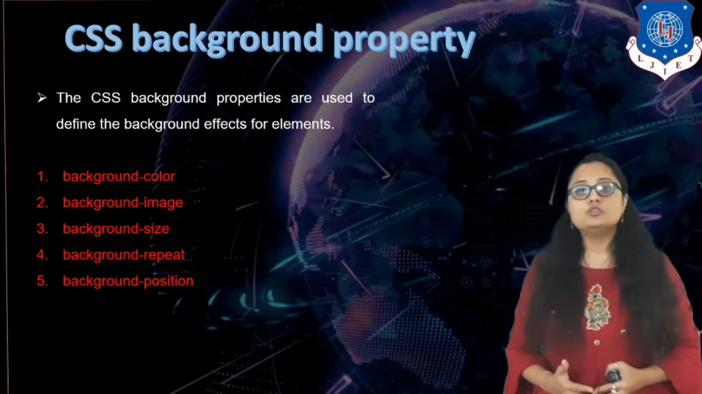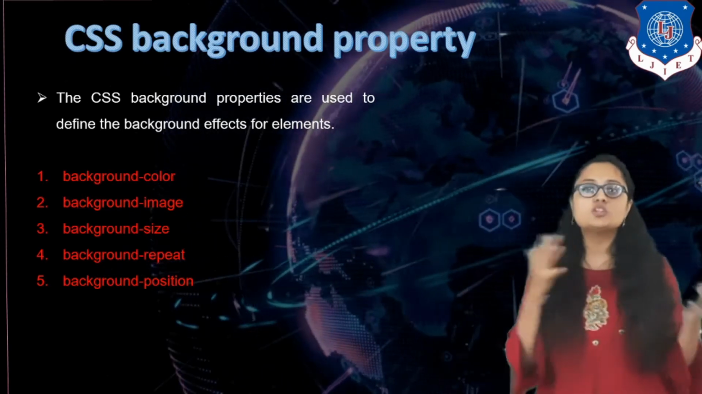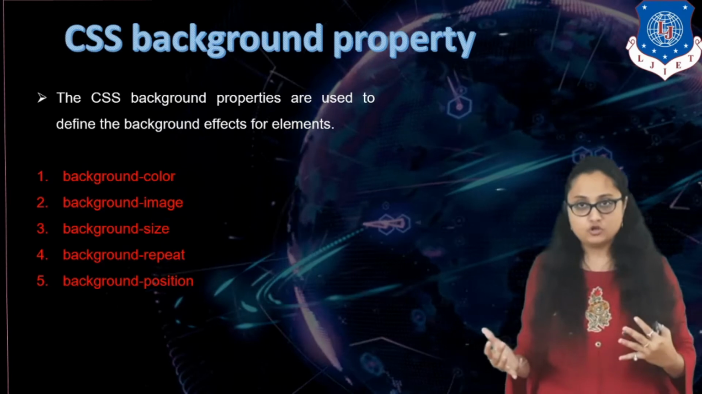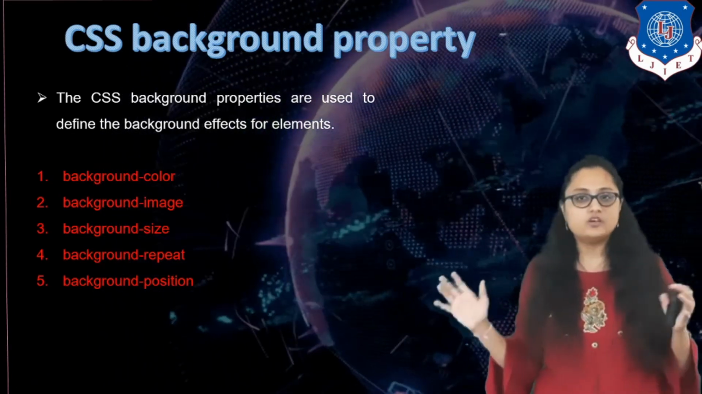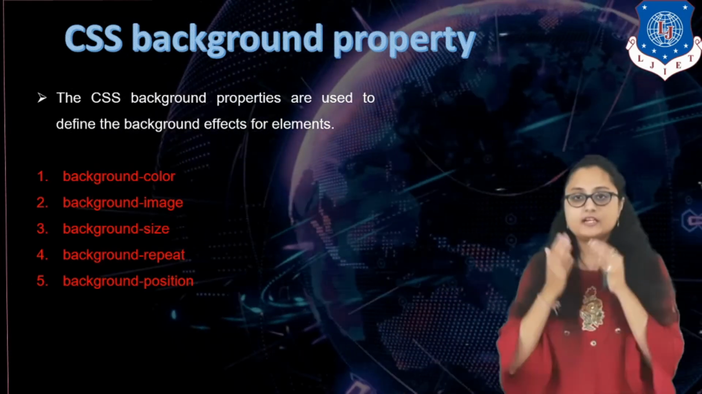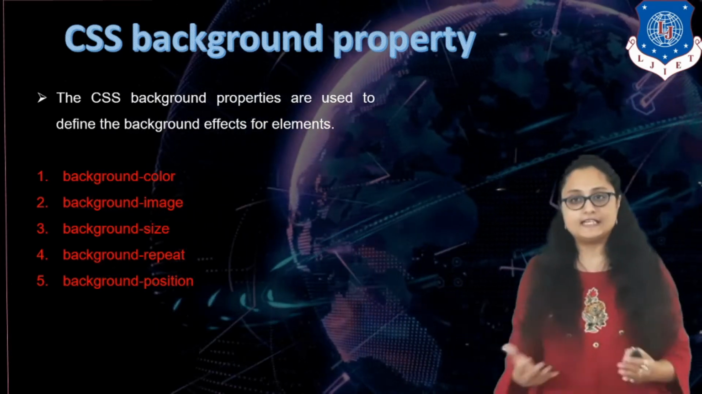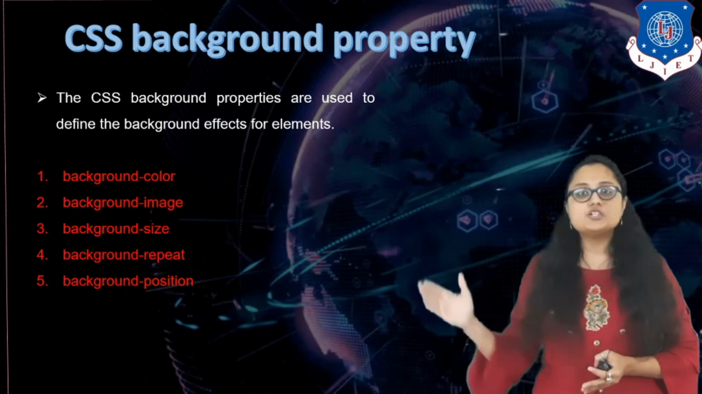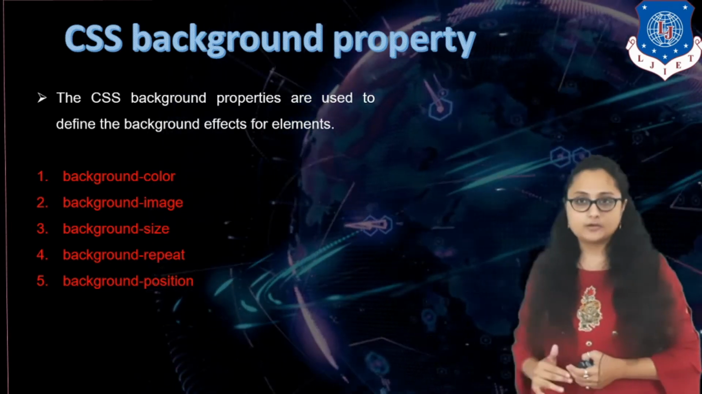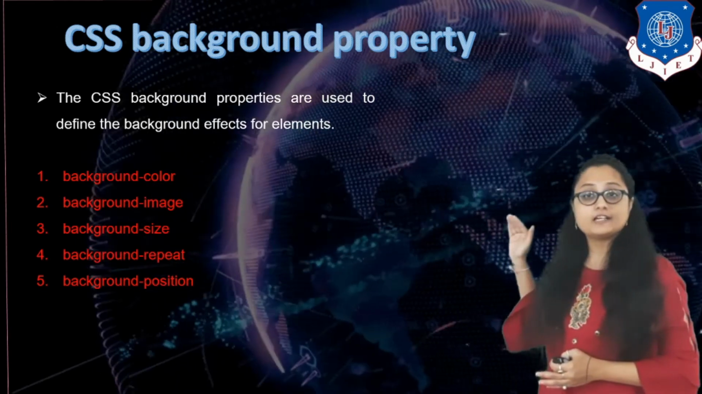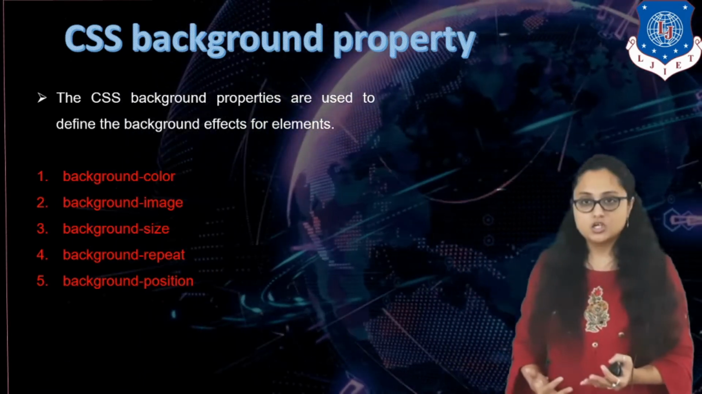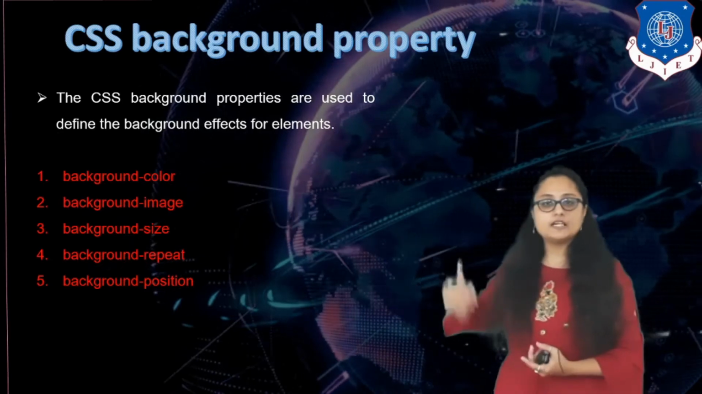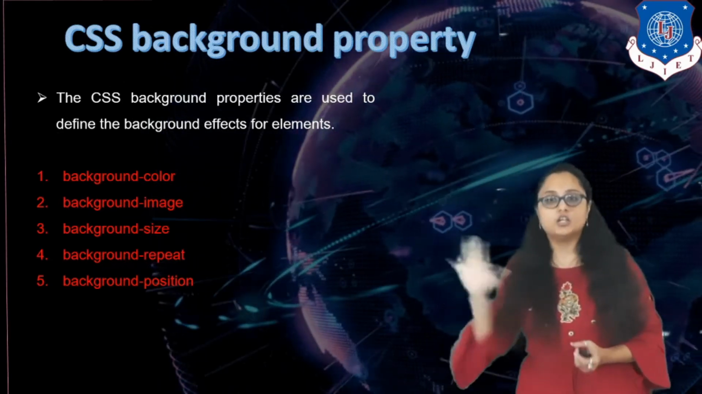So I told you that there are two major things that you can set in the background of any element. Let's say it is a body, it is a paragraph, whatever you are taking as an element, there are two basic things that you can set in your background. The first is you can set your background color, and the second is you can set your background image. Now if you are setting background color, the property name is again background hyphen color.